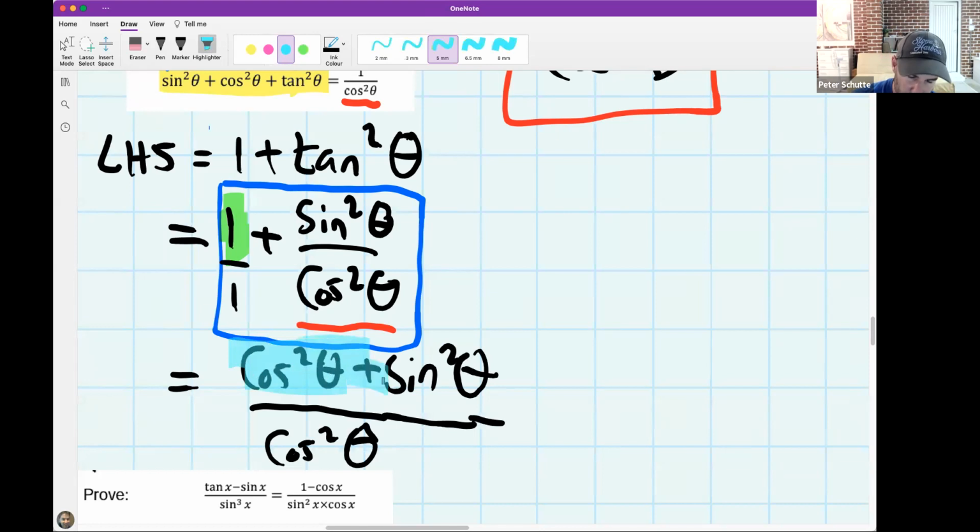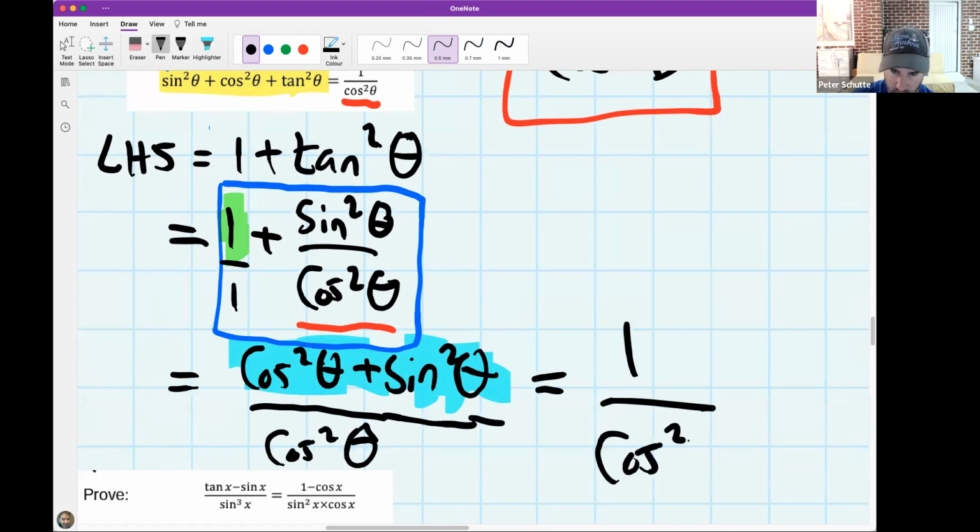What is cos squared theta plus sine squared theta the same as? Well, I've seen that before. It's just going to be 1. And so the good news is you've now found a path, because at the very beginning, the right-hand side was 1 over cos squared theta.